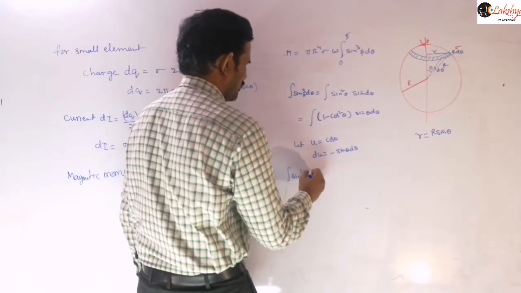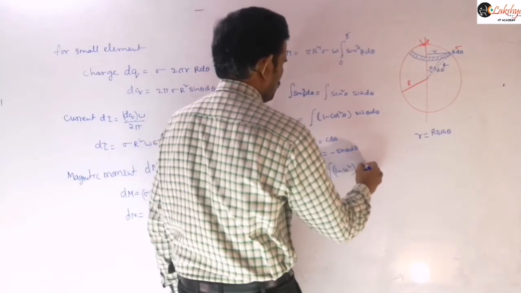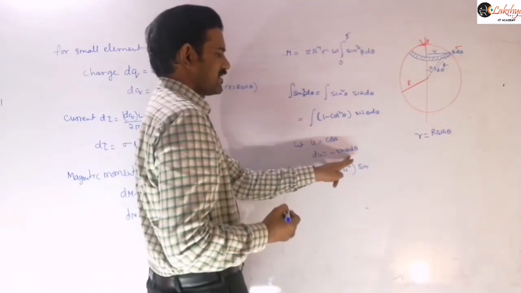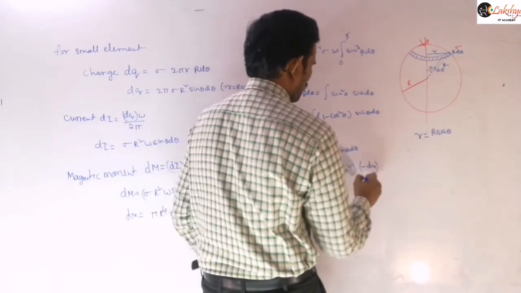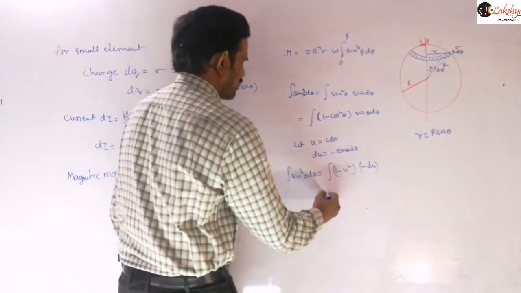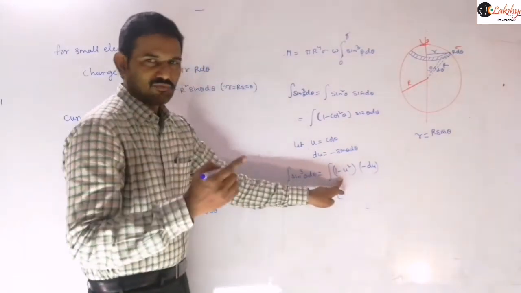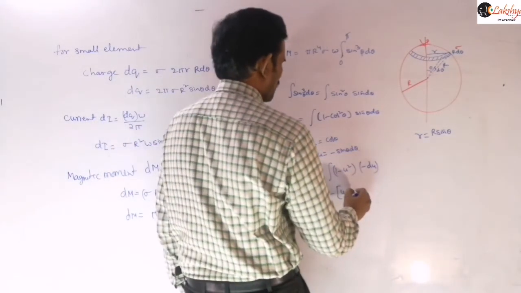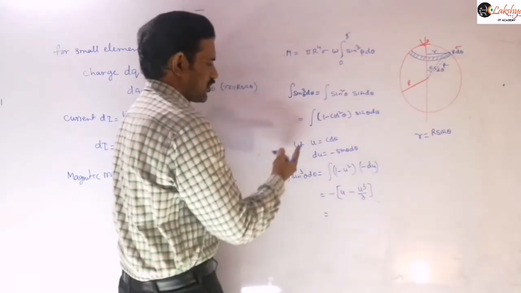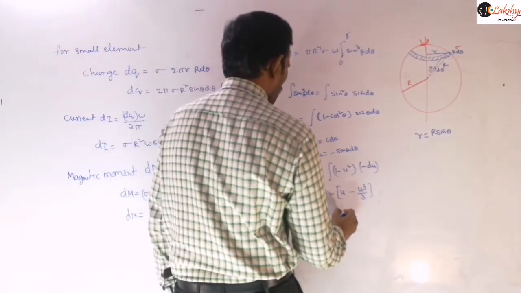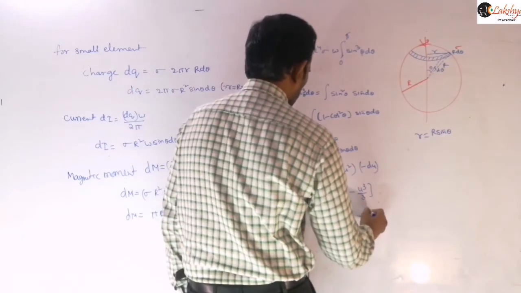Therefore, the integral of sin cube theta d theta is the integral of 1 minus u square, and sin theta d theta can be replaced with minus du. Then integrate this equation. I am taking the minus common: the integral of 1 is u, and the integral of u square is u cube by 3. But our u is nothing but cos theta. Therefore, this value you can write as cos cube theta by 3 minus cos theta.